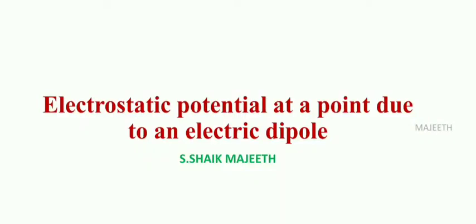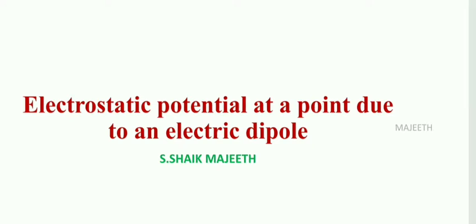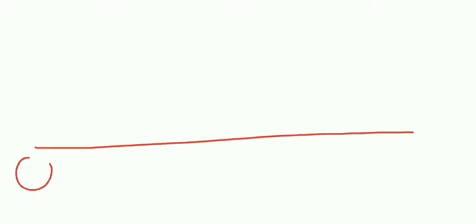Hi students, in this class we see electrostatic potential at a point due to an electric dipole. Let us start. We know that a dipole is a combination of equal and opposite charges separated by a small distance. So if you have two charges separated like this, this is plus q or minus q.